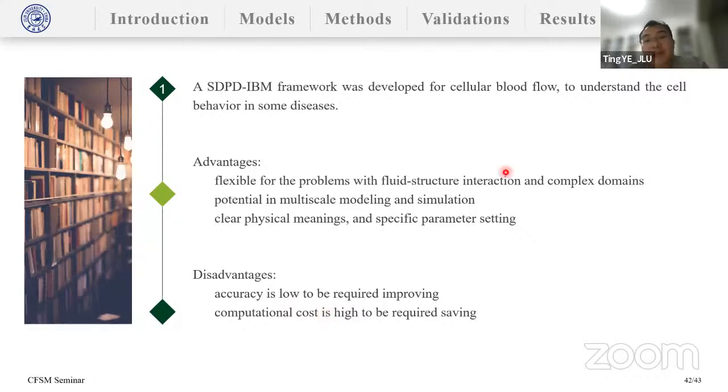Lastly, I will give a summary. We developed an SDPD IBM framework to simulate cellular blood flow. It has some advantages, especially for treating complex domains and fluid structure interactions. It also has potential in multi-scale modeling and simulation. And it has clear physical meanings and specific parameter settings compared with DPD. But it also has some disadvantages, such as high computational cost and low accuracy.